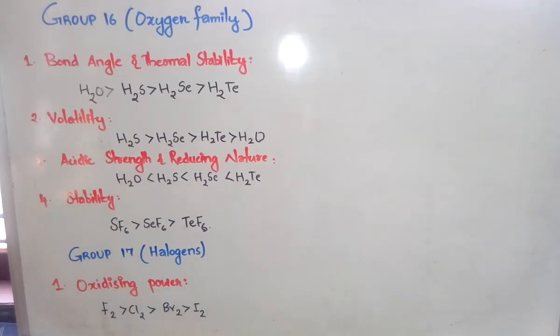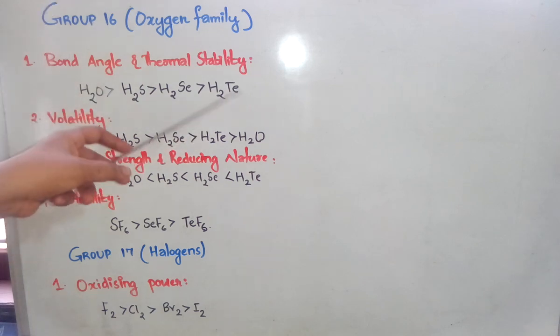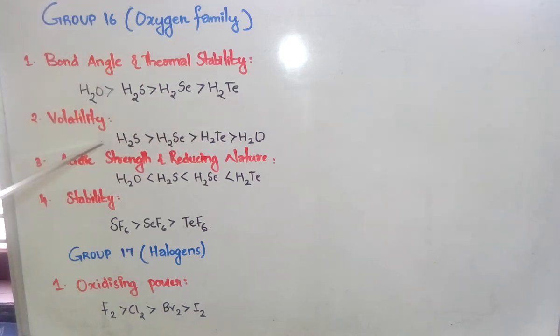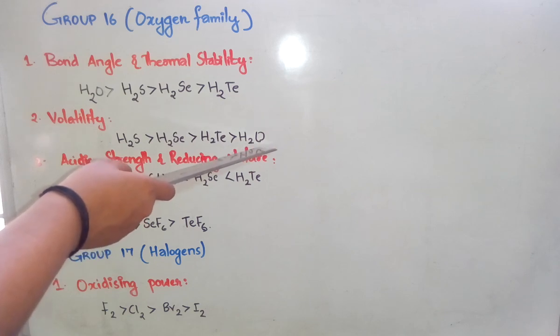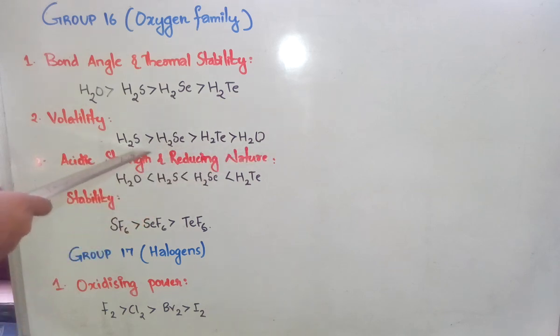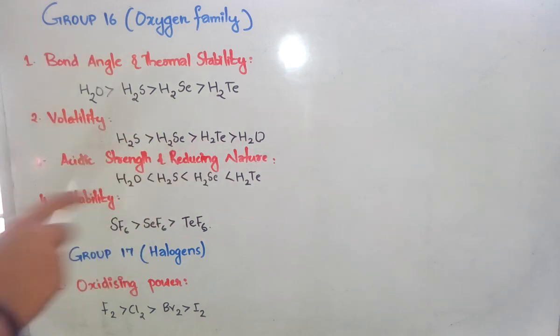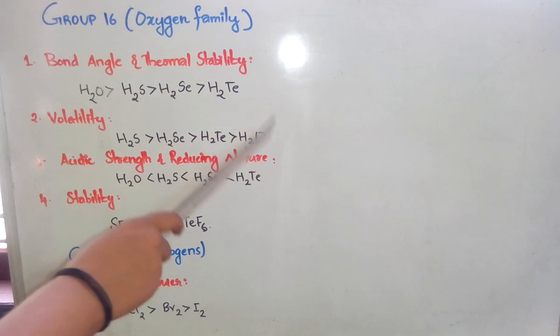Okay, now let's begin with group 16, which is the oxygen family. It consists of oxygen, sulfur, selenium and tellurium. First of all, the bond angle and thermal stability. The bond angle and thermal stability are greatest for water and decrease towards tellurium. Then comes volatility. Volatility is least for water and most for H2S, that is hydrogen sulfide. This also does not follow any particular order, as H2O is shifting. That is the way you can remember this one.